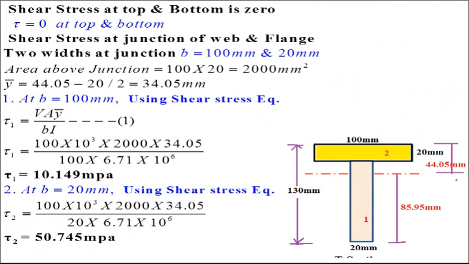Now you have to calculate the shear stress at different locations. Now at top and bottom the shear stress is 0. This sentence you have to write by default. Shear stress at top and bottom is 0. So tau is 0 at top and bottom.